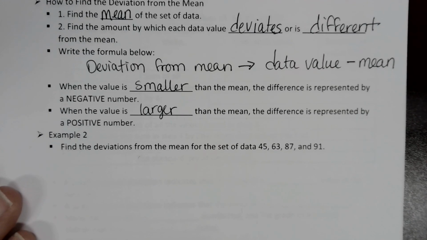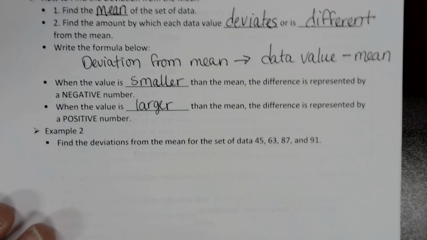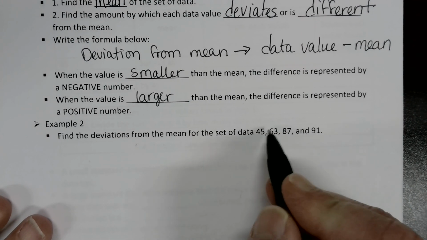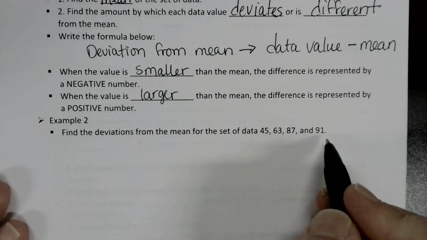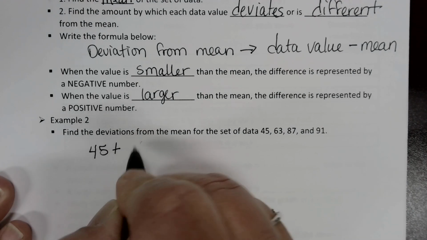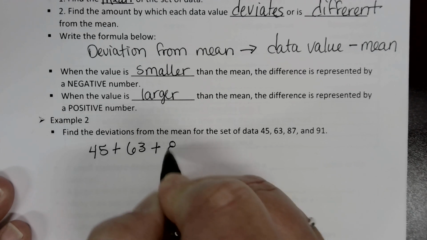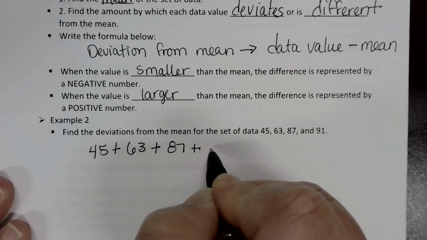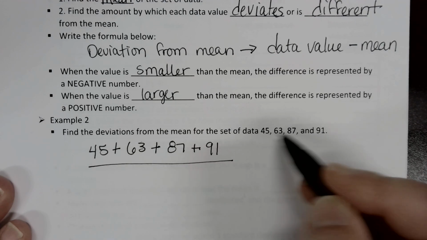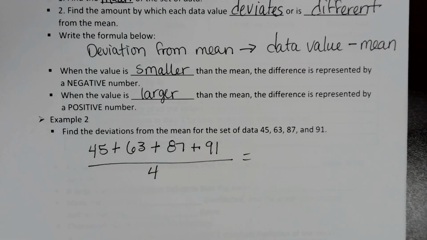So they're giving you 4 numbers here. And remember how we find the mean. We add the values together, divide by the number of them. It's just the average, right? So we've got 45 plus 63 plus 87 plus 91. And we're going to divide that by 1, 2, 3, 4 to find the mean of that data set.